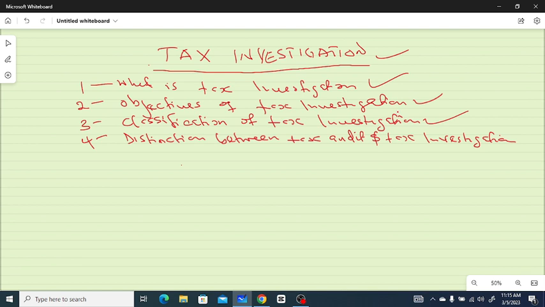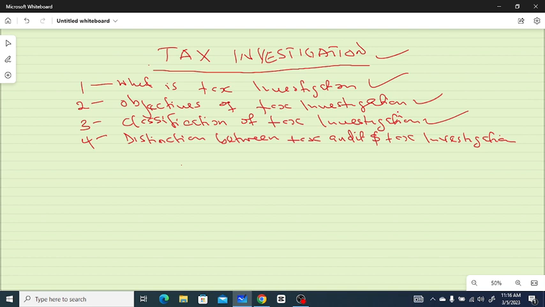As we discussed, tax audit has a limited time frame of 6 years, while tax investigation has no time limitation. It can extend over the number of years during which the fraud was committed. So that is the difference between tax audit and tax investigation.